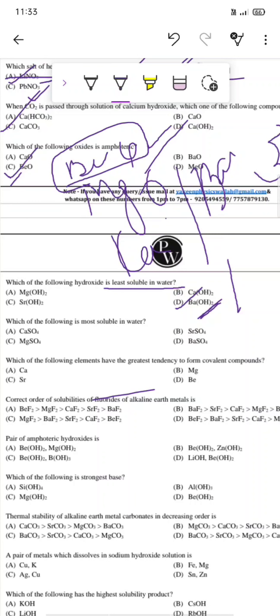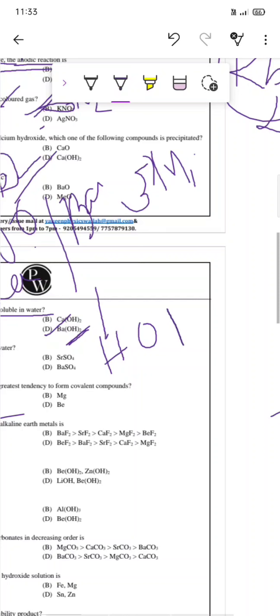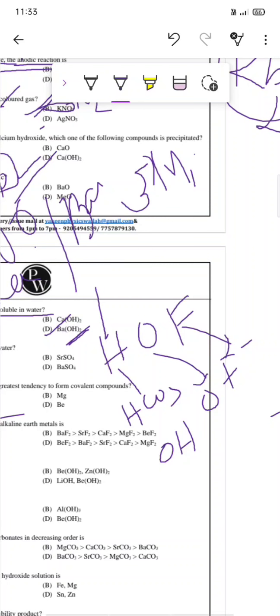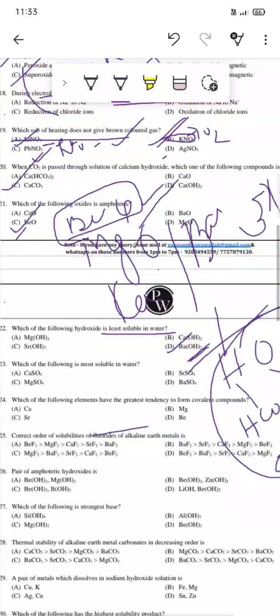Solubility. For the second group, remember HOF: H means hydride and hydrogen carbonate, OH hydroxide, O oxide, and F fluoride. Their solubility increases down the group, and the rest all decrease, like sulfate. Here hydroxide is given, so solubility increases, so it will be D. 22, answer D.